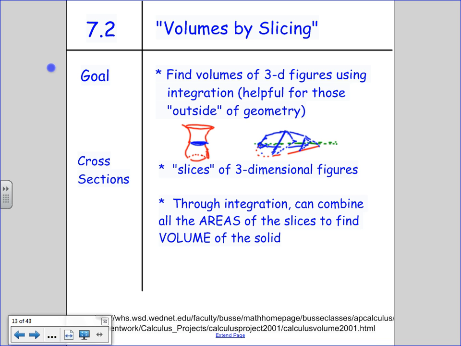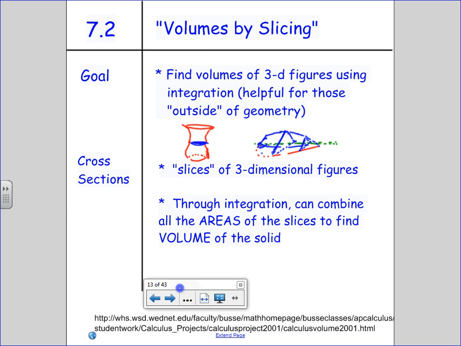Let's try to think about some other ways of thinking about how if you add all these different slices together, you can get a whole thing.